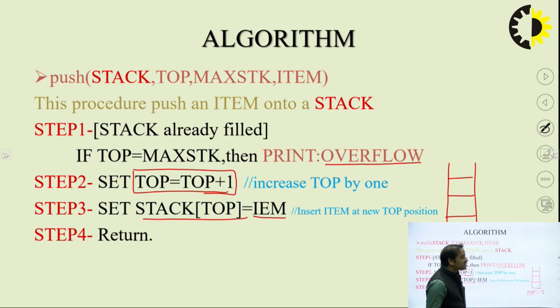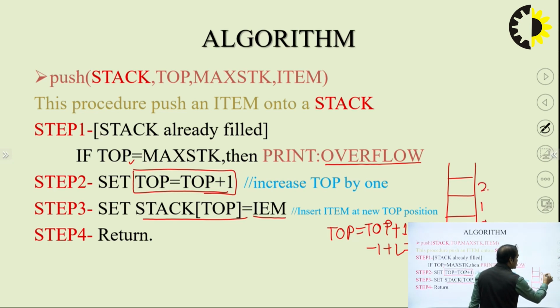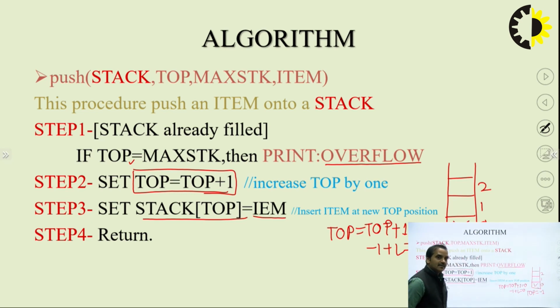If we want to insert an element, first we check whether the stack is already filled. At this condition, if top equals max stack, then print overflow. Otherwise, we have to increase top by 1. That means top equals top plus 1. That would be 0, since -1 plus 1 gives 0. Now this position is 0, this is 1, this is 2. At this place we have to insert an element.